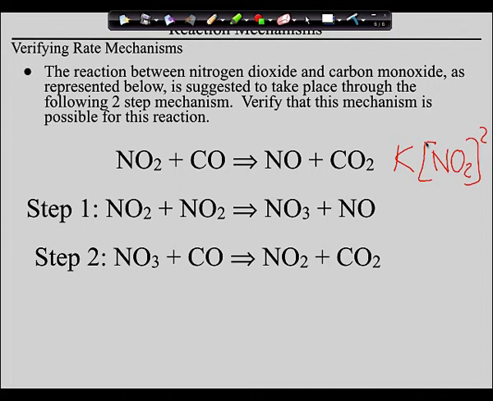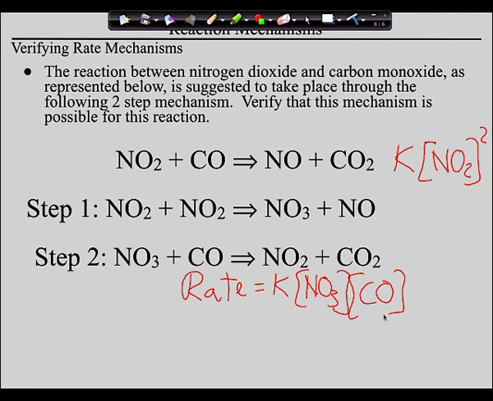You good with that? Okay, now we need to write the rate laws for the elementary steps. So guys, let's do step number 2 first. You're going to find this easier. So the rate law for step 2 then would be this. Rate is equal to K times the concentration of NO3 and the concentration of CO. We can write it from the balanced equation, so this would be first order in NO3 and first order in CO.